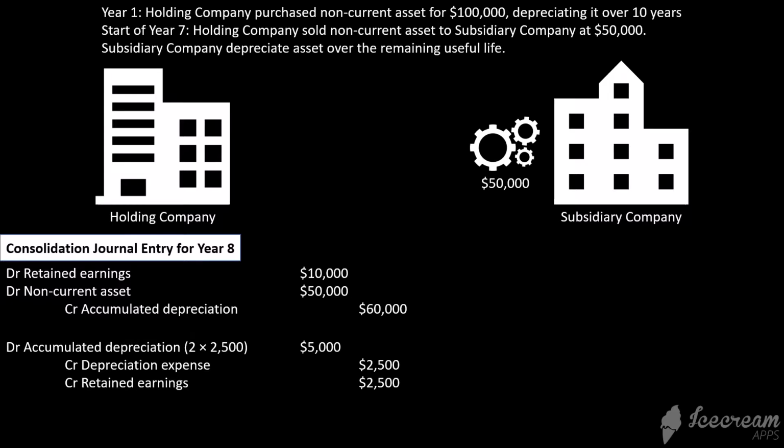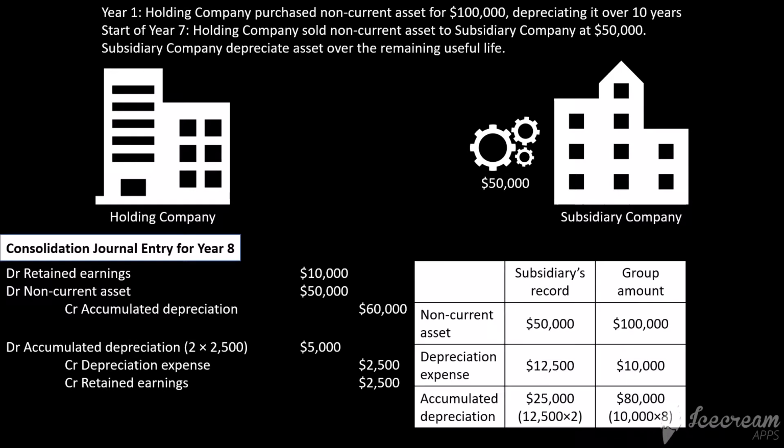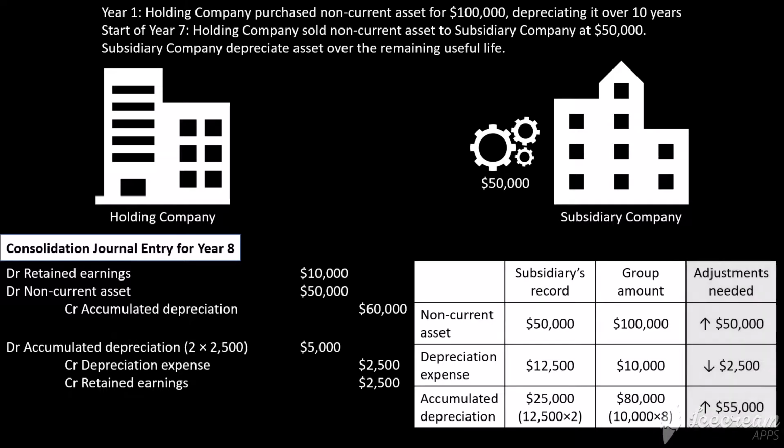Now, I can understand you probably find this very confusing and very difficult, so I have a tip for you to check whether you have done this correctly. I would suggest you prepare a table stating the subsidiary's records and group figure required for consolidation when it comes to the non-current asset figure, depreciation expense, and accumulated depreciation figure, like this. Then, you can compute the adjustments needed to arrive at the group amount for consolidation.